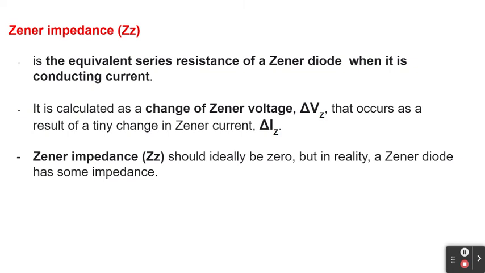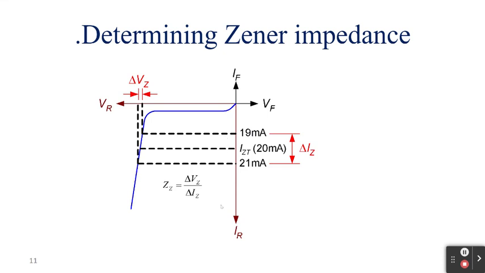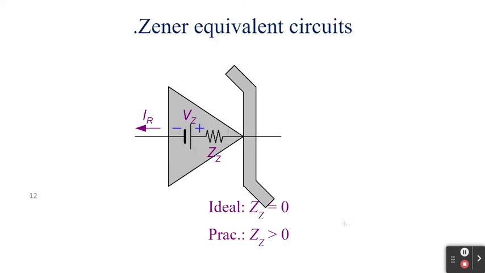Again, the impedance is the calculation of the change of the Zener voltage that occurs as a result of the change in the Zener current. That's why it's clear here that we are dividing delta VZ by delta IZ. Now, it's better if we have the exact calculation that will be occurring later on. So let's move on with the Zener equivalent circuit.